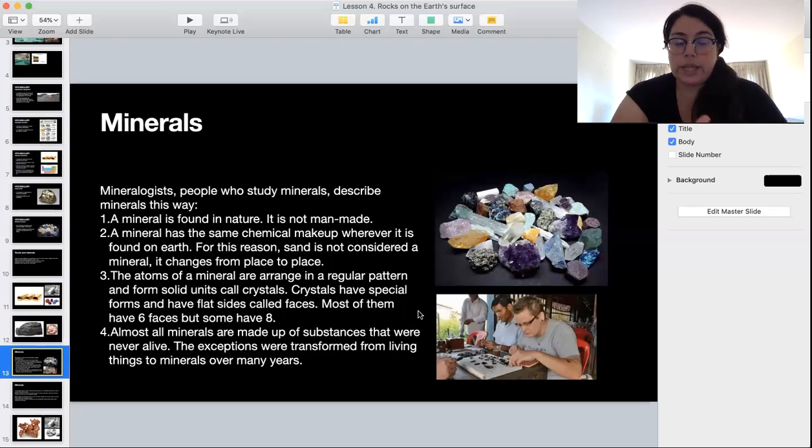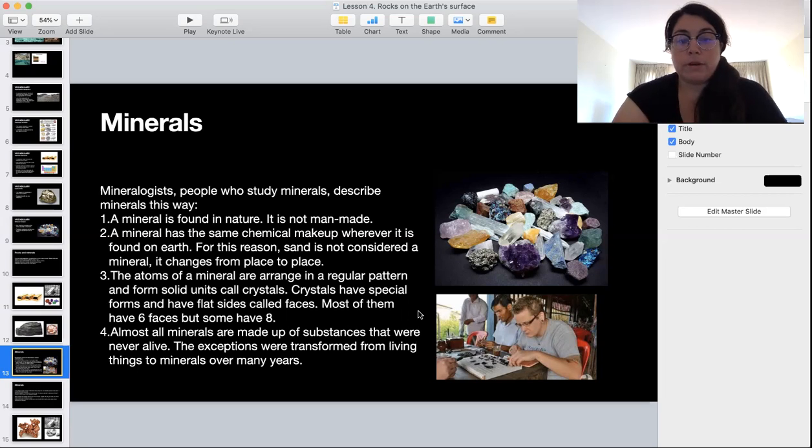Okay, another point is that minerals have the same chemical makeup wherever you find them on Earth, meaning that if you find gold, it has to be chemically the same as all the gold that you find in different parts of the Earth. For this reason, the sand that you see on the beach is not considered a mineral, because it changes from beach to beach. That's why you see in one beach white sand and smaller, and in another beach, for example, brown or black.